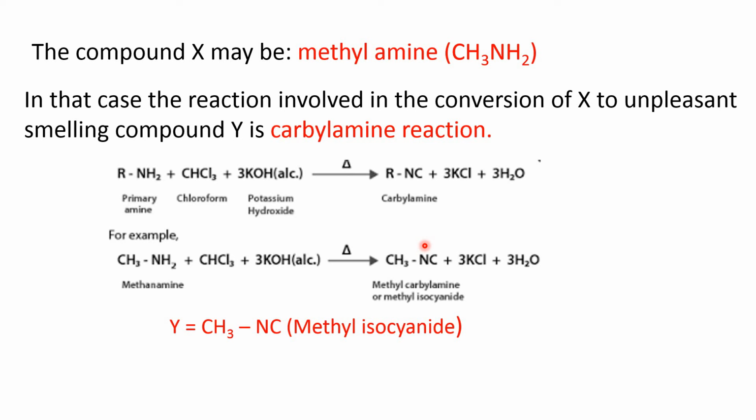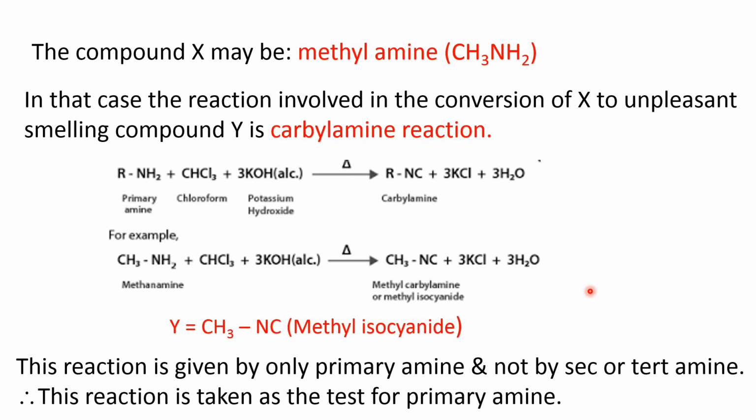So, our Y may be methyl isocyanide, which is formed from X. X is this methylamine, which forms Y through the carbylamine reaction. So, Y is methyl isocyanide. And as I already told, this carbylamine reaction is given by only primary amine, not by secondary or tertiary. So, this reaction can be taken as the test for the primary amino group.